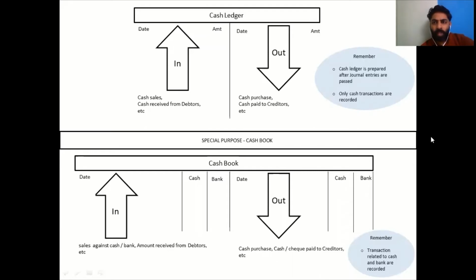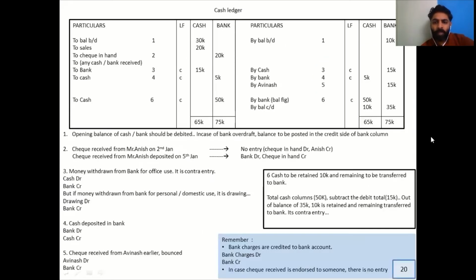Now on the screen, you will see an example. If you understand all the 6 transactions, I can assure that you are done with this chapter. Now let's look into the first transaction, that is opening balance of cash bank book. As you know, cash and bank is assets. So the opening balance should always be in the debit side.